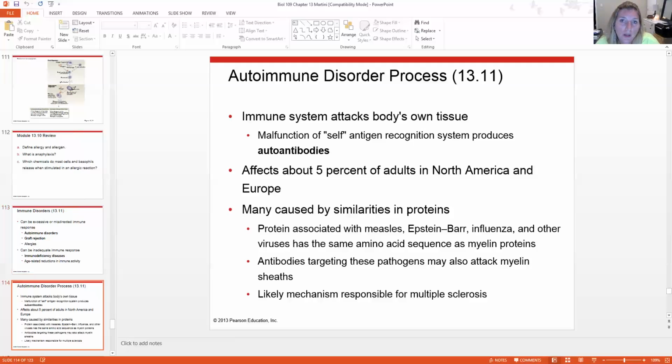they're usually caused when proteins are kind of similar in structure to one another. So in other words, a protein that's very closely associated with measles, Epstein-Barr, and influenza has the same amino acid sequence as the myelin proteins around our nerve cells. So the antibodies that are meant for measles, Epstein-Barr, or flu can readjust themselves and then attack your myelin, right? That would be the case of MS, multiple sclerosis. Possibly, it's a theory. Antibodies targeting those pathogens can also attack the myelin sheaths, and like I said, it's a mechanism for possibly multiple sclerosis.